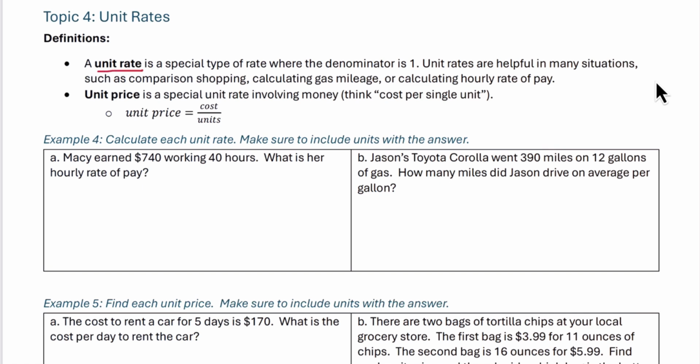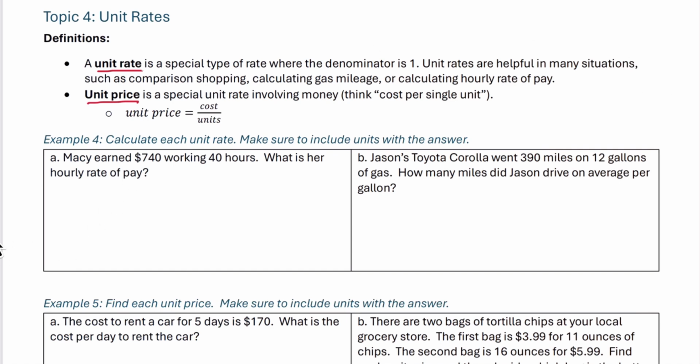A unit rate is a special type of rate where the denominator is 1. Unit rates are helpful in many situations, such as comparison shopping, calculating gas mileage, or calculating hourly rate of pay. Unit price is a special unit rate involving money. Think of cost per single unit.